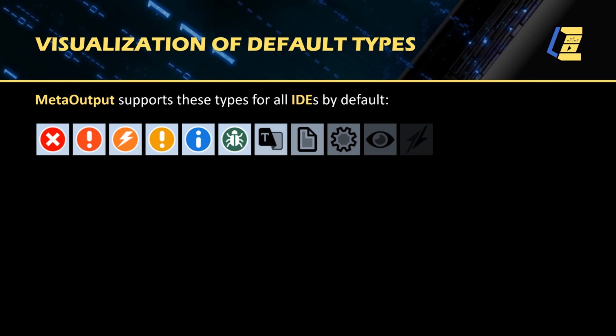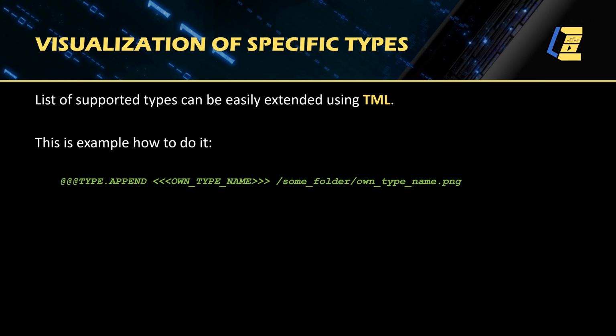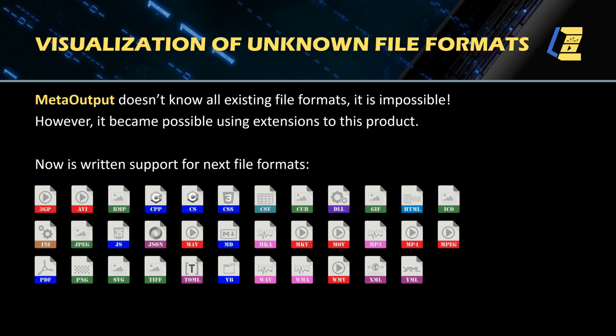Visualization of default types. MetaOutput supports these types for all IDEs by default. Visualization of specific types. The list of supported types can be easily extended using TML. The example on the screen demonstrates how to do it. Visualization of unknown file formats. MetaOutput doesn't know all existing file formats, it is impossible. However, it became possible using extensions to this product. Support for the next file formats is now written. List on the screen.